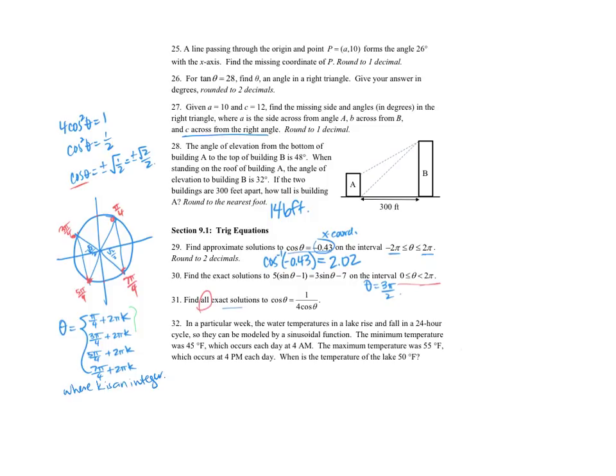Okay. Last one says water temperatures in a lake rise and fall in a 24-hour cycle so that the minimum temperature is 45 degrees at 4 a.m. So I'll just write 4 a.m. here. And that's 45 degrees. Put a dot there. And then the maximum temperature is 55, which occurs at 4 p.m. Okay, and so let's see here. So then it says when is the temperature 50 degrees Fahrenheit?